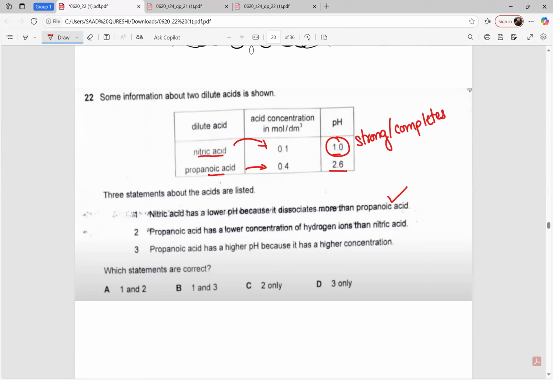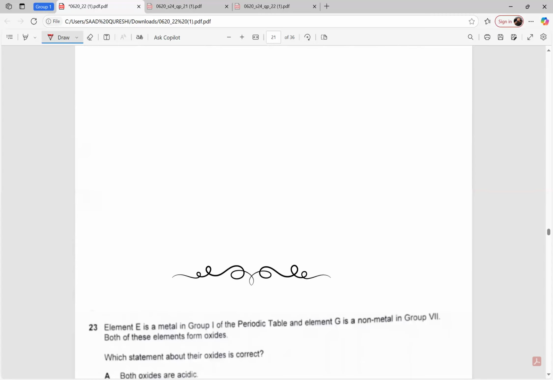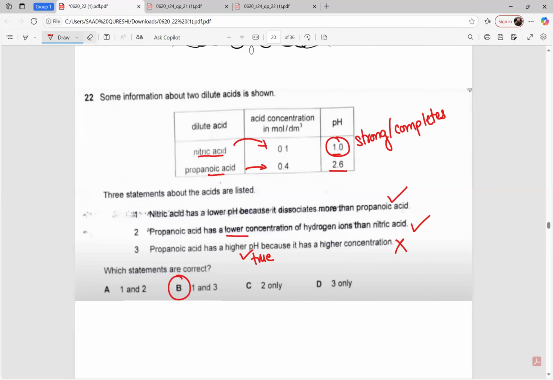Propanoic acid has a lower concentration of hydrogen ions than nitric acid. Yes, because it dissociates partially, so its concentration will be low. Propanoic acid has a higher pH because it has higher concentration. This is no, it has the higher pH. Yes, it's true, but not because it has higher concentration of H positive, because it has low concentration of H positive. That's why. So the answer is 1 and 3. Sorry, 1 and 2. The answer is 1 and 2. I corrected wrong. It will be A, 1 and 2.